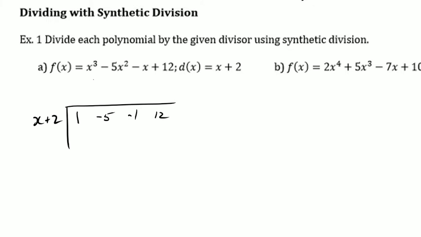And then inside this little half box, we just list the coefficients of the function, the dividend, the function that we're dividing into, f at x. So what's the coefficient of x cubed? It's 1. What's the coefficient of the x squared term? It's -5. The coefficient of the x term is -1, and the constant is positive 12. So notice how we had 4 terms up here, and I listed the 4 coefficients, but I didn't list the x values.